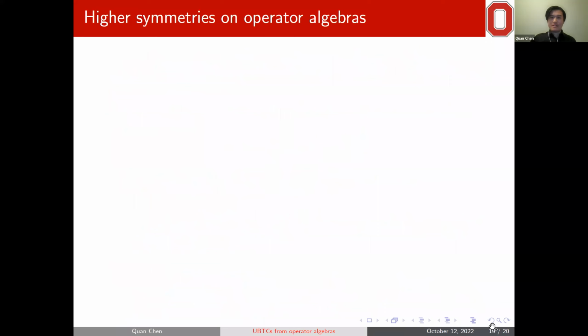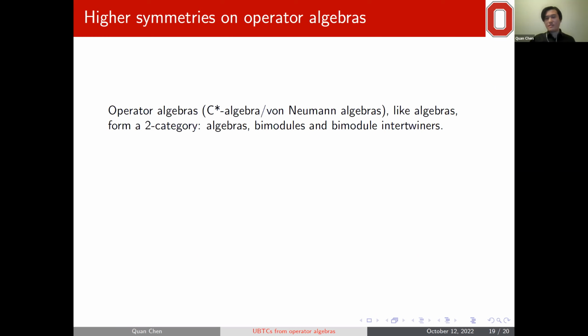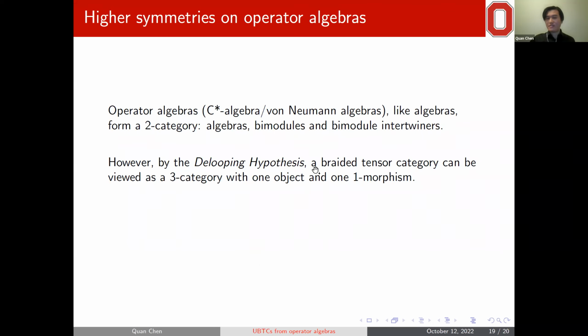In the end, I'm going to talk about maybe just the visual work on the higher symmetry for operator algebras. So operator algebras, namely C-star algebras, von Neumann algebras, just like algebras, form a 2-category. Your objects are these algebras, one morphisms are bimodules, and the two morphisms are bimodule intertwiners. However, by the looping hypothesis, a braided tensor category can be viewed as a 3-category with one object and one morphism. So essentially, a braided tensor category has more symmetry, or a different kind of symmetry, than the 2-category.